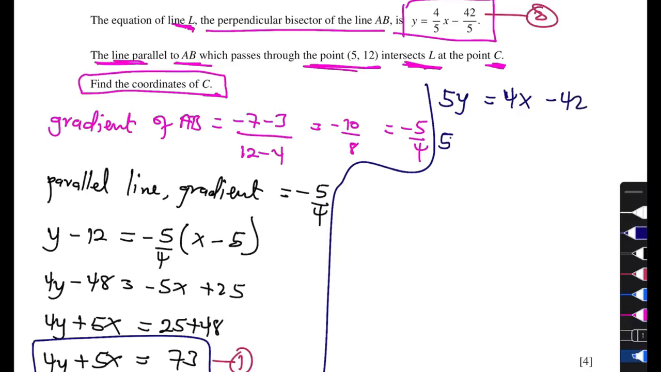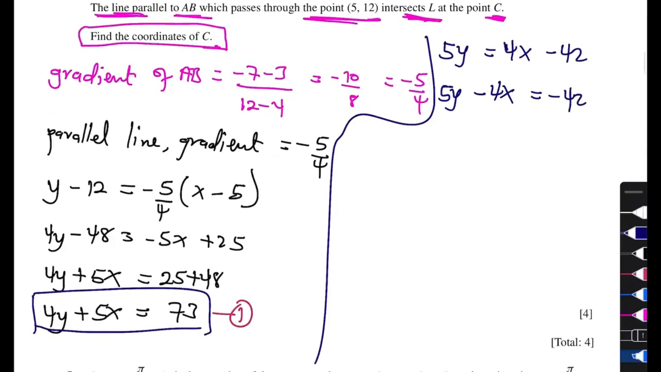So I can just have 5y minus 4x is equal to -42. All right, and then I'll bring the equation, so this particular equation 2. So I can bring the equation 1 beneath it, which is 4y plus 5x is equal to 73. Okay, I call this one. This is actually the equation 1.